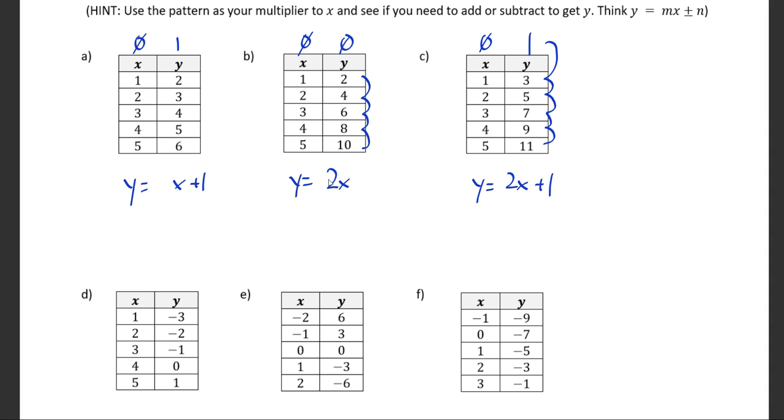Graphically speaking, these terms here, that one, and that one would be the slope. And these terms here, that, and that would be our y-intercept. Let's do these last three.